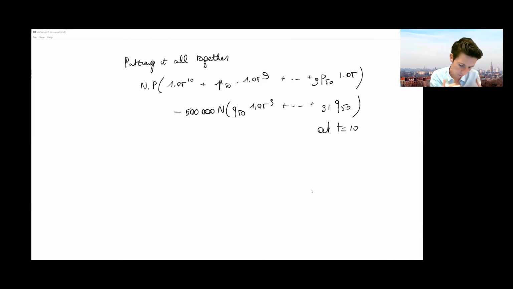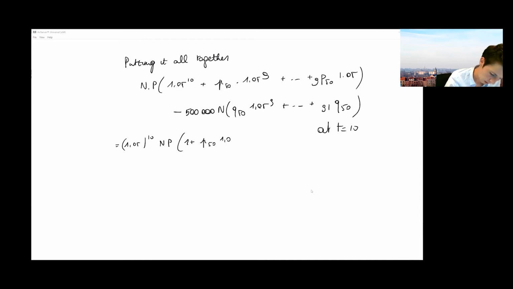And then I know that the part of the premium comes with a plus because that's what I received, and the part of the death benefits comes with a minus because that's what I had to pay to my clients. So what we're going to do now is we're going to rewrite this expression. I can put the 1.05 to the power 10 up front, multiplied with n times p, and then I'll retrieve an expression like this.